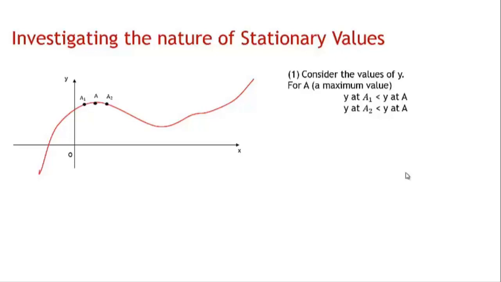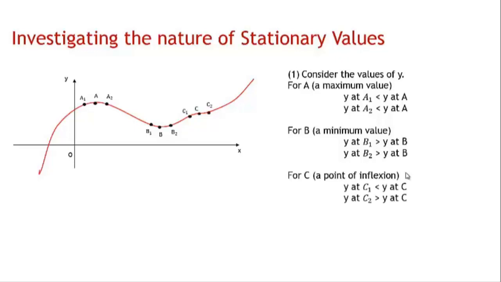If we consider the minimum point, which is B, and similarly take 2 points on either side of the point B, which are B1 and B2, the values of y at B1 and B2 are both greater than the value of y at B. Now if we consider the point of inflection, which is the point C, and take 2 points on either side of C, C1 and C2, the value of y at C1 is less than the value of y at C, but the value of y at C2 is greater than the value of y at C. So here, one point has a lesser value and the other point has a greater value.